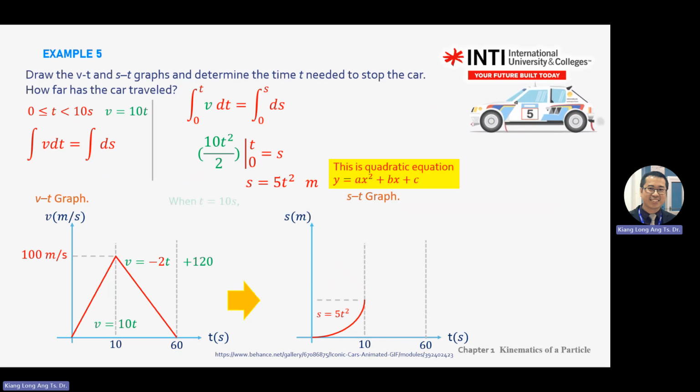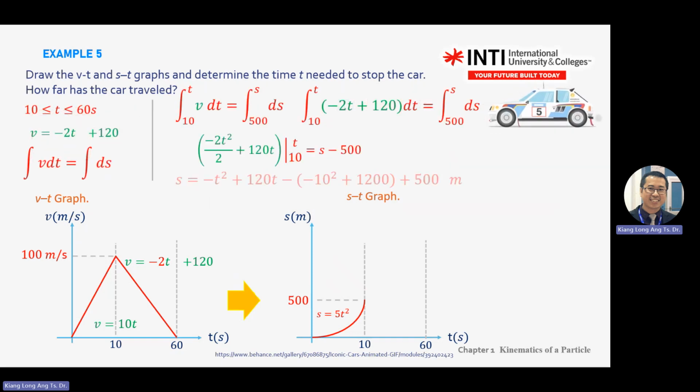Solve for the second half. Okay. Here you also can know the s already. Here is 10 seconds. Substitute 10 here, you'll get 500.